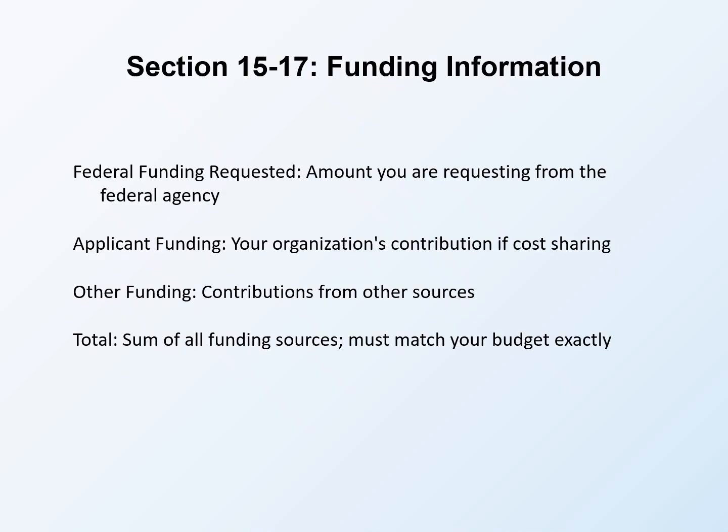Federal funding requested is the amount you are requesting from the federal agency. This number must match your detailed budget exactly, to the dollar. If your budget totals $452,317, enter that exact amount. Discrepancies between this field and your budget create questions and suggest carelessness.